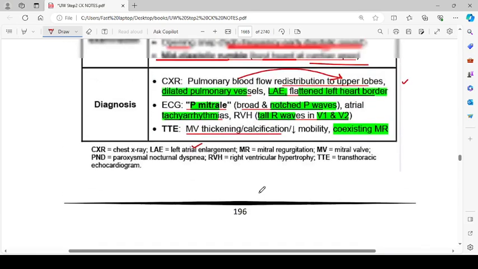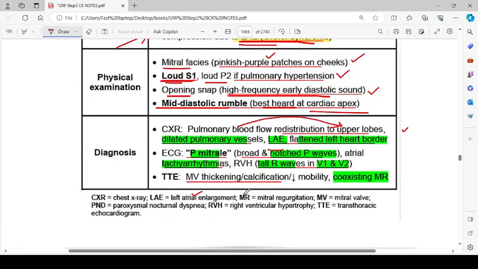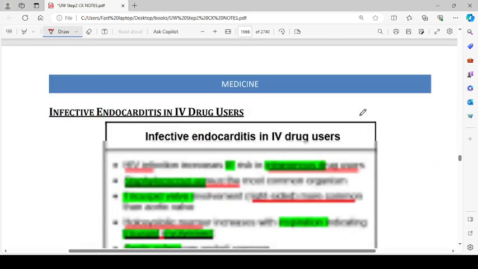The next thing is dilated pulmonary vessels, left atrial enlargement, and flattened left heart border. On ECG, we will see P mitral, that is broad and notched P waves. So the P waves will have specific changes, which is called P mitral, broad and notched P waves, atrial tachyarrhythmias, and right ventricular hypertrophy. Tall R waves in V1 and V2 are characteristic of right ventricular hypertrophy. Then a transthoracic echocardiogram will show mitral valve thickening and calcification with decreased mobility and coexisting mitral regurgitation.